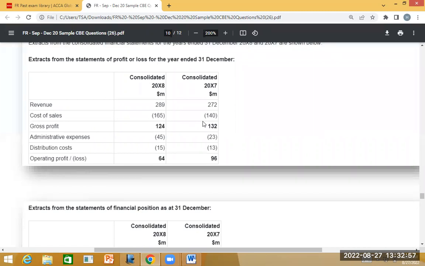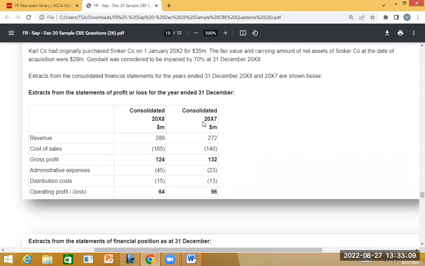Yes. Revenue has increased from 272 million to 289 million despite the fact that the sinker company lost a significant customer. This could be because of the contribution of the parent or other subsidiaries, with better performance in the following year leading to higher revenue of the company, which compensates the impact of the sinker's revenue.